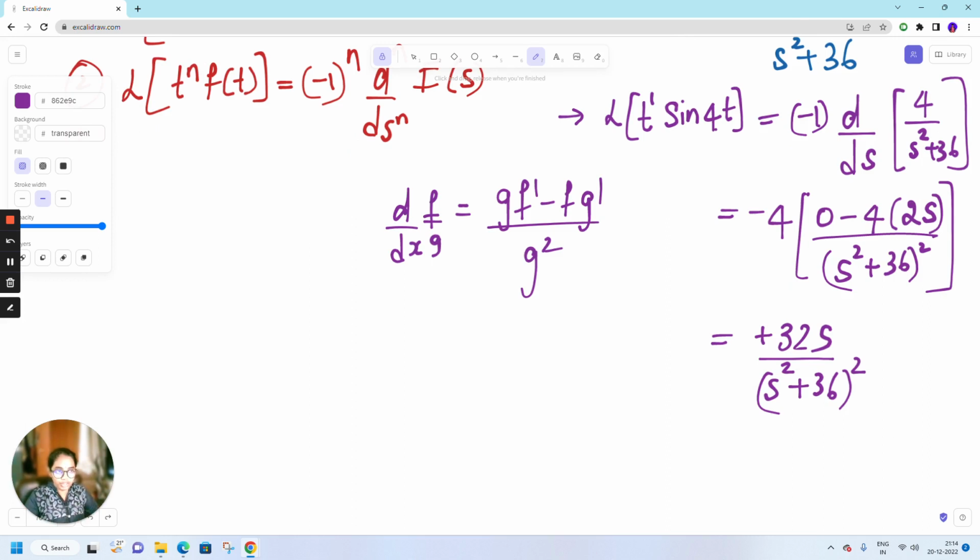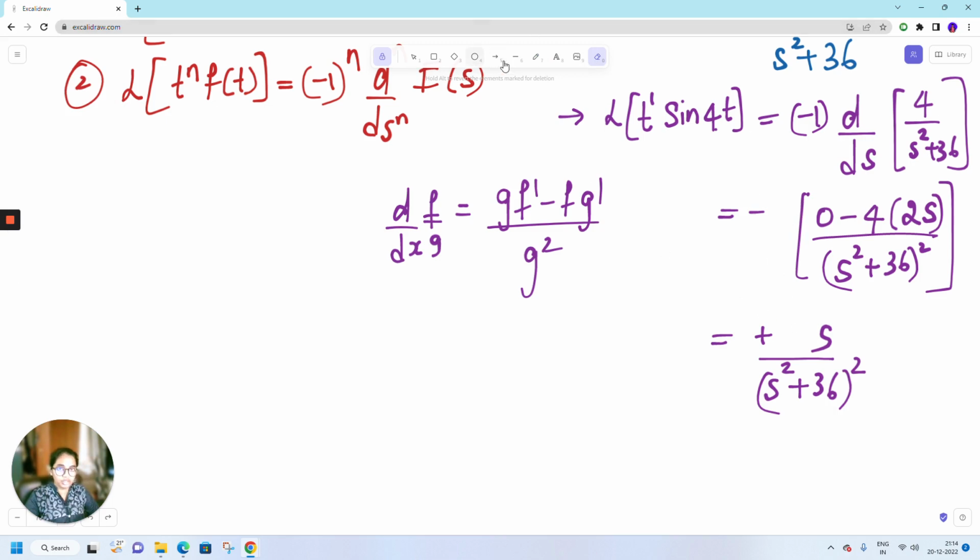When you differentiate the numerator, that is 4, the answer would be 0. Minus, keep the numerator as it is, that is 4, into the differentiation of the denominator, which is 2s, because differentiation of 36 is 0. So what would I get? Minus into minus is plus. 4 2s are 8s divided by s square plus 36 whole square.